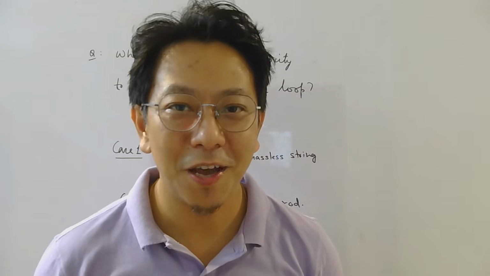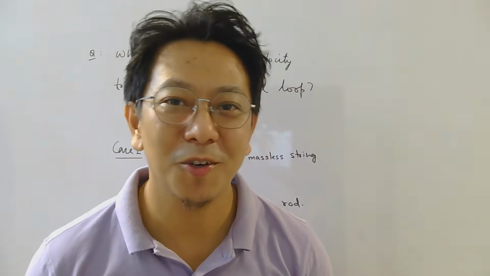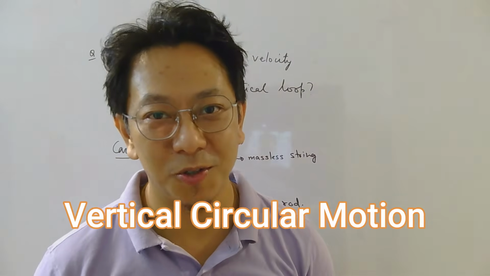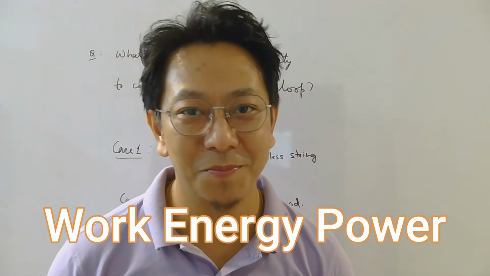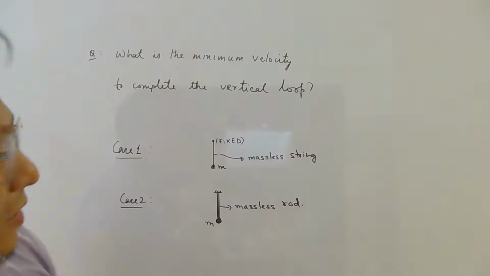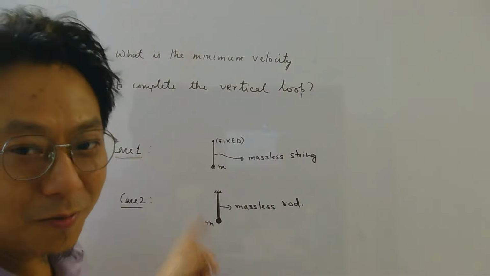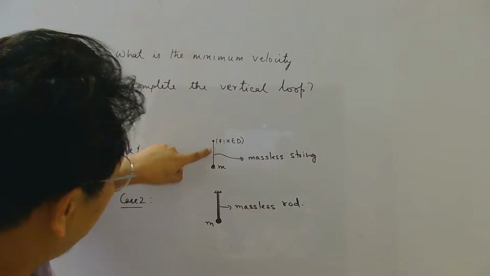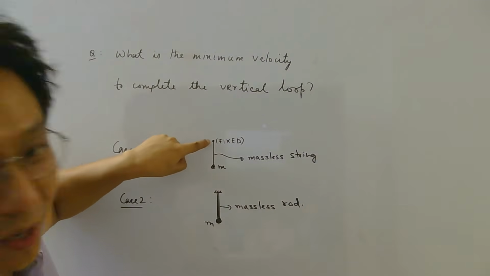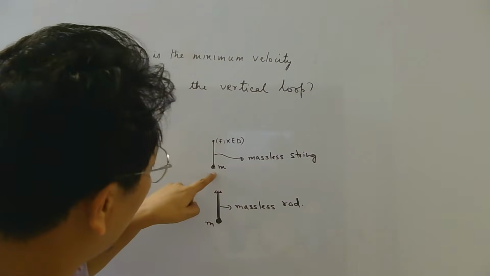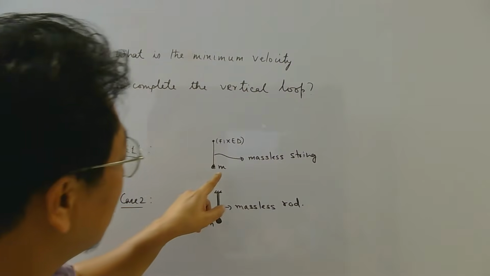Hi everyone, today I brought a very nice question from the topic of vertical circular motion in the chapter work energy power. The question is something like this. We have two cases where in one case we have a string which is fixed at one end and on the other end a body is connected whose mass is m.